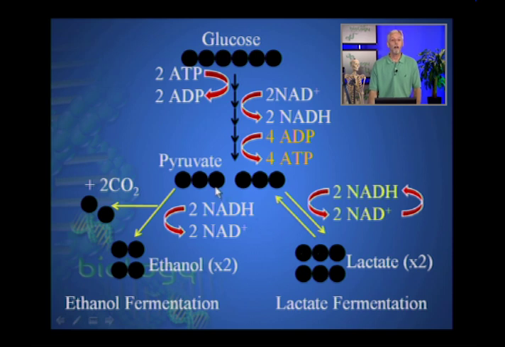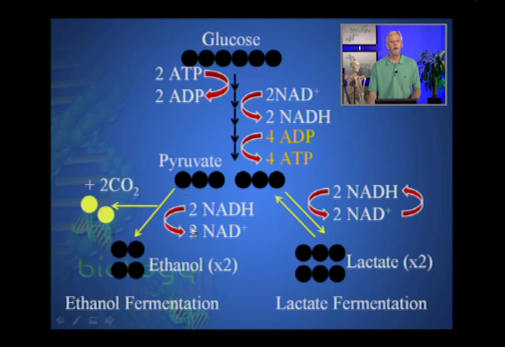Now, if you happen to be a fungus or a prokaryotic cell, you might carry out what's known as alcohol fermentation or ethanol fermentation. Here the pyruvates are converted to ethanol or some other alcohol. But the problem is that the carbons are clipped off. Carbon dioxide is produced, so this is not reversible.